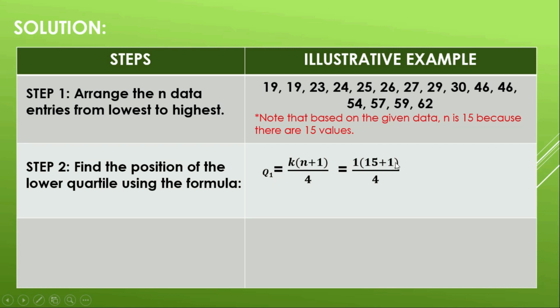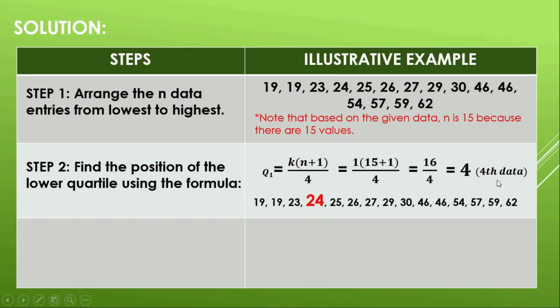So 15 plus 1, that is 16, multiplied by 1, still the answer is 16, and then just copy the denominator, which is 4. Next, 16 divided by 4 is equal to 4, meaning that is the fourth data. So from the arranged data, just count the fourth data. So we have here from 19, 23, we have 24 as our fourth data.